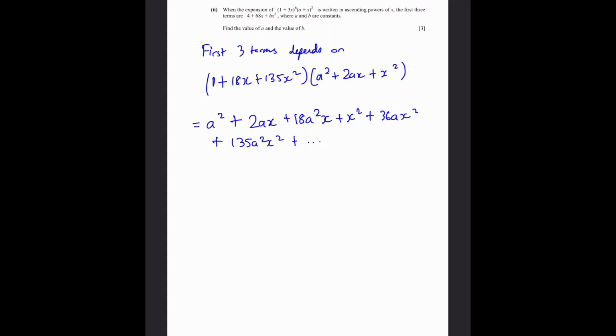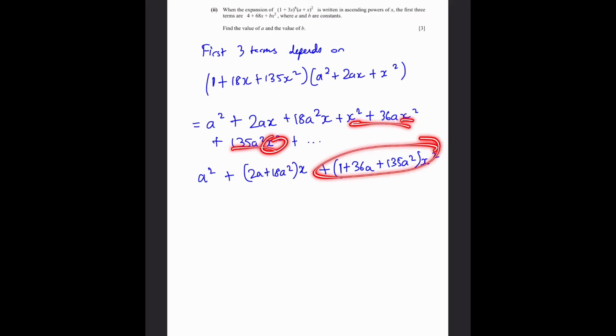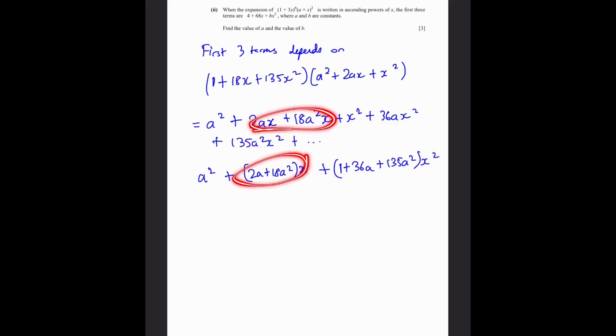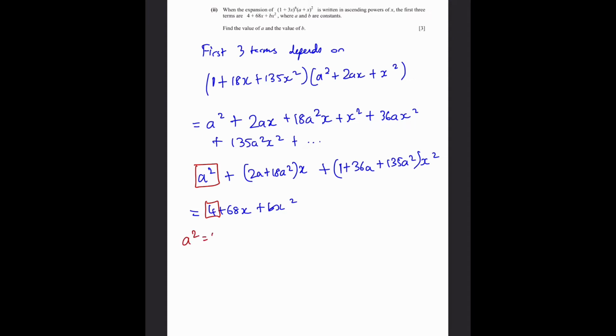So the first three terms will be a^2 + (2a + 18a^2)x + (1 + 36a + 135a^2)x^2. I've just factorized x^2 out of the three terms here and factorized x out of the two terms here and made this. And this is going to be equal to 4 + 68x + bx^2. First things first, let's equate the constant terms, a^2 and 4. So a^2 is equal to 4 and a is equal to plus or minus 2.